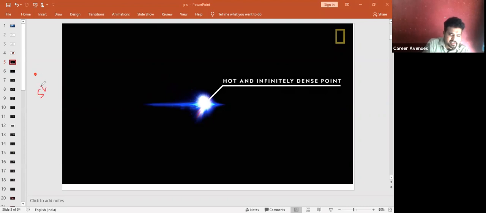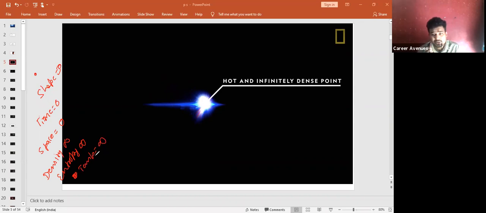The shape is nothing. Shape is zero. Time is zero. Even time is not there. No time. There is no space, no vacant thing. Space is zero. Density is infinite. Entropy is infinite. Temperature is infinite.